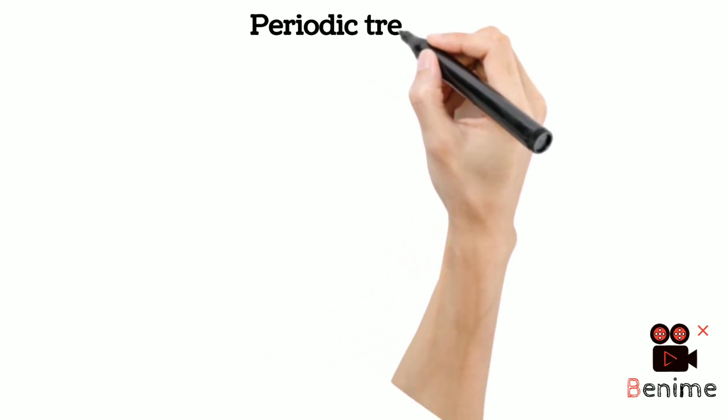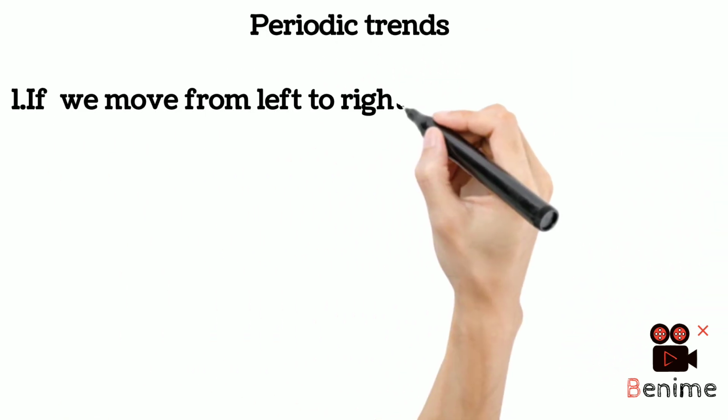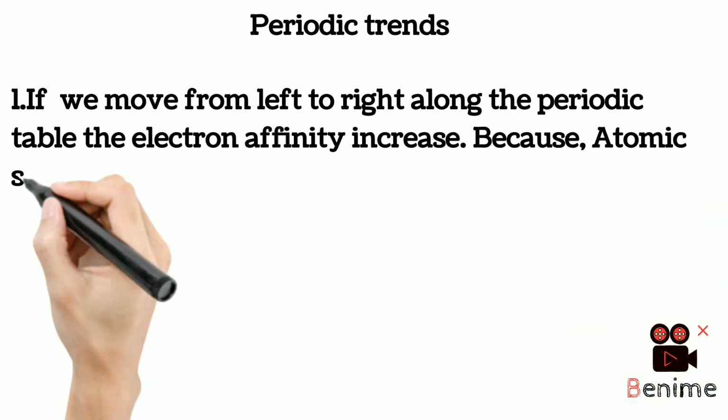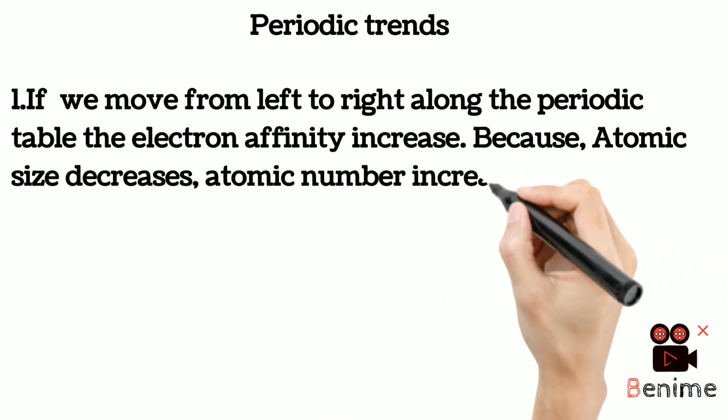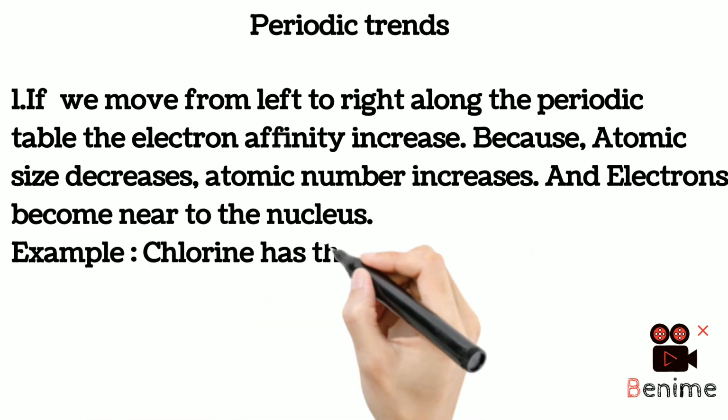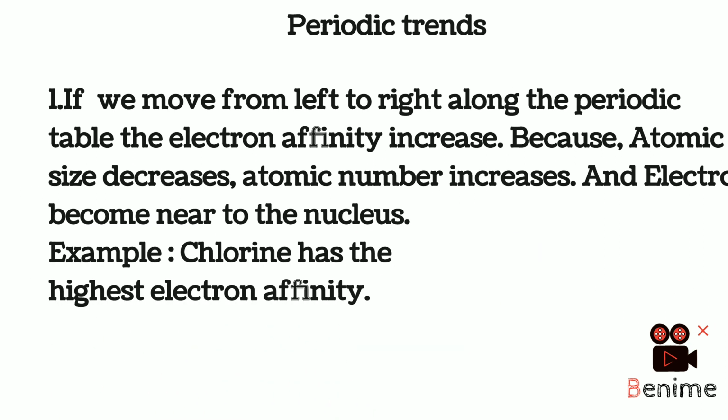Periodic trends. 1. If we move from left to right along the periodic table, the electron affinity increases. Because atomic size decreases, atomic number increases, and electrons become nearer to the nucleus. Example: chlorine has the highest electron affinity.